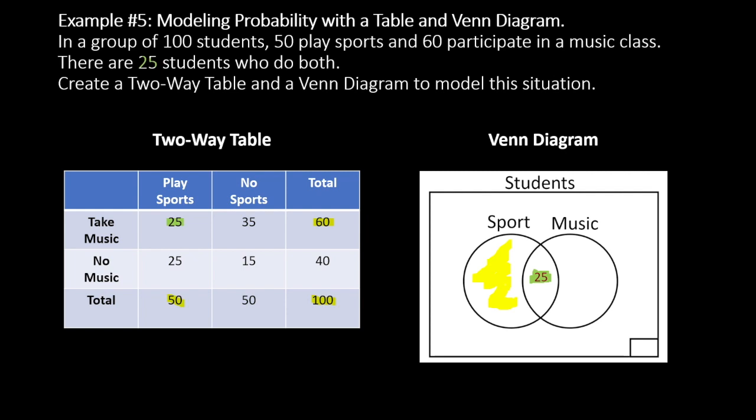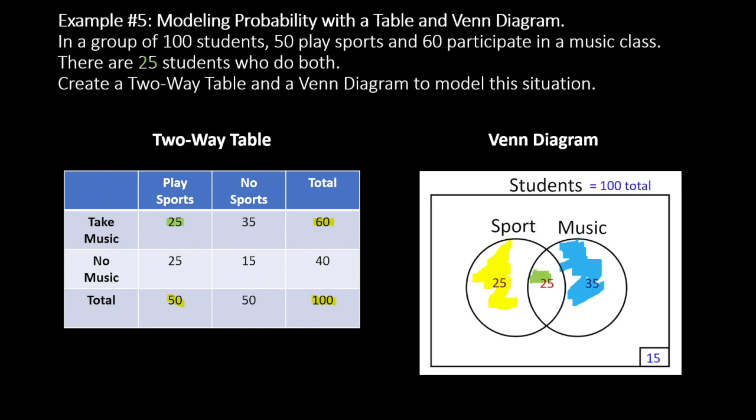And likewise, the part over here where we have the music part of the circle, this would be the group of students that take a music class but do not play a sport. So if you can figure that out, what we have to do is take the total who play a sport, so we have 50 total who play a sport, and subtract out the 25 that we've already counted in the middle here.